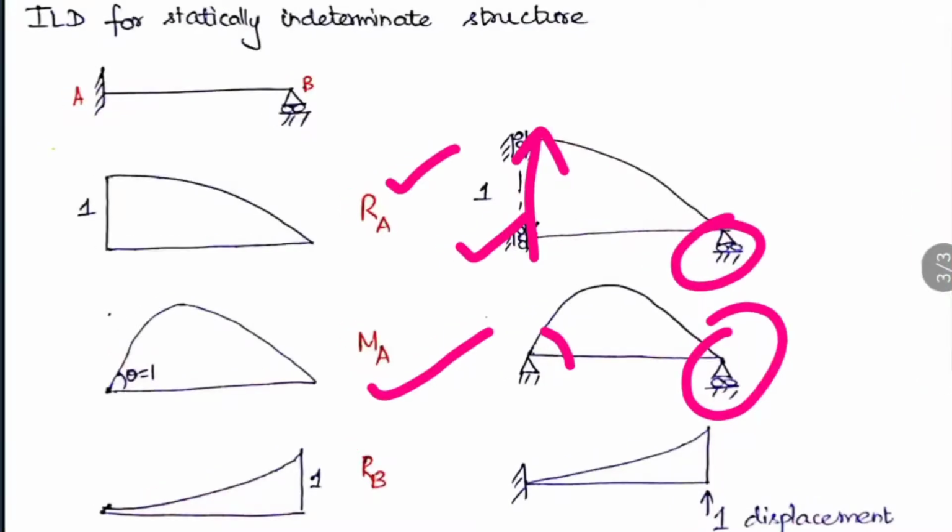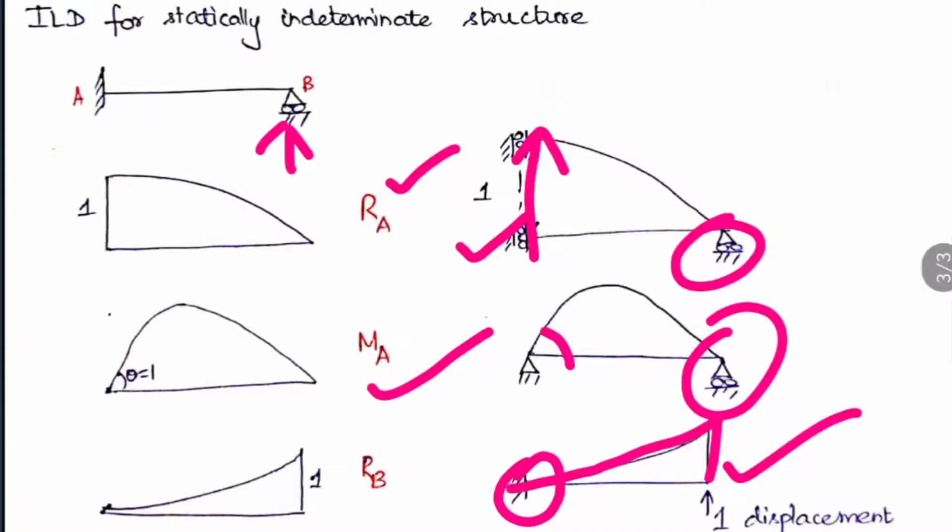And the third thing is reaction at B. So ILD diagram for reaction at B, here we have only one reaction, so we have to remove that and you have to apply a unit displacement there. Okay, so when you apply a unit displacement here, this will move upwards, but here it is a fixed support, it can't move in the horizontal and also in the vertical direction, so it will be 0 only. So the diagram will be like this. So ILD for RB will be like this only. So this is how you can judge the shape of the ILD with respect to the deformation of that structure.